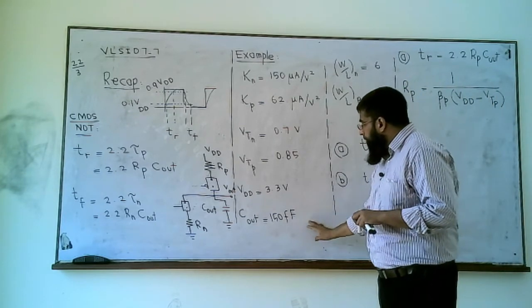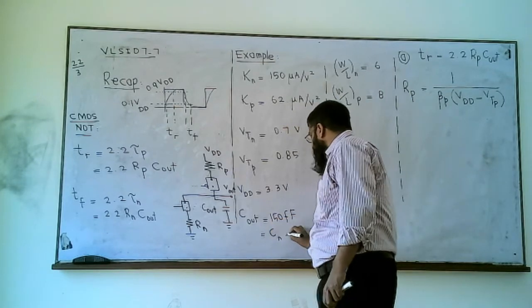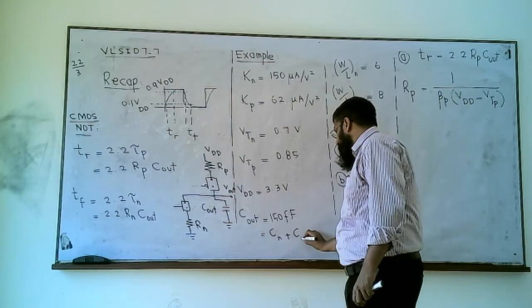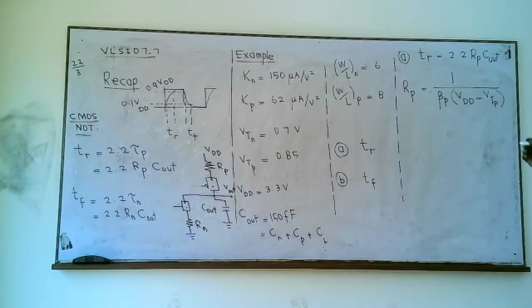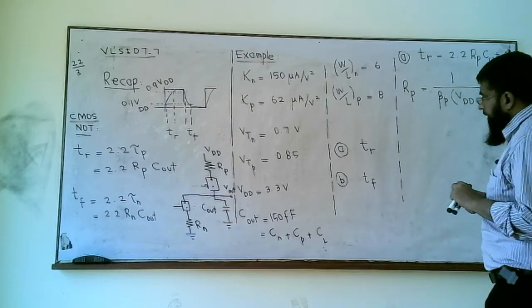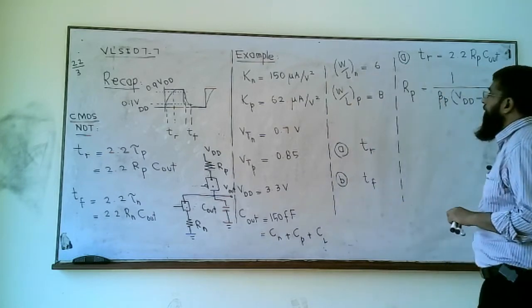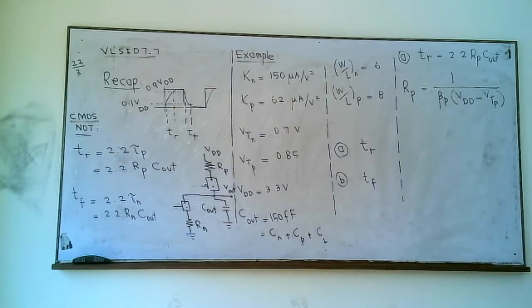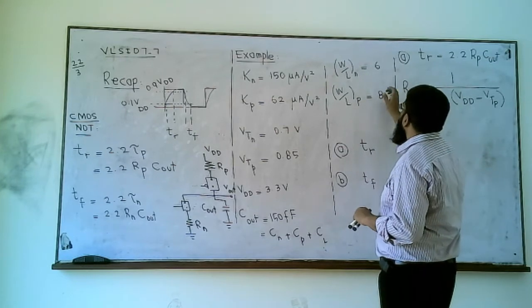VDD is given to be 3.3 volts, and C out, that includes the drain capacitance of NMOS, the drain capacitance of PMOS, and that of the load that this inverter is driving at its output. If we add everything, it becomes C out, and it is given to be 150 femto, and femto is 10 to the minus 15. We already know that. Two other pieces of information are also given: aspect ratio of N and aspect ratio of P, given to be 6 and 8.